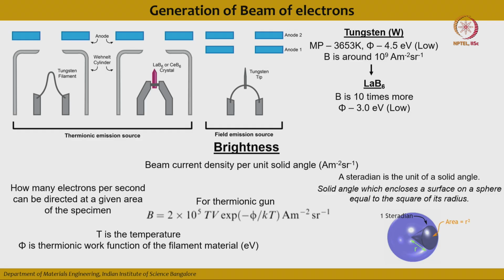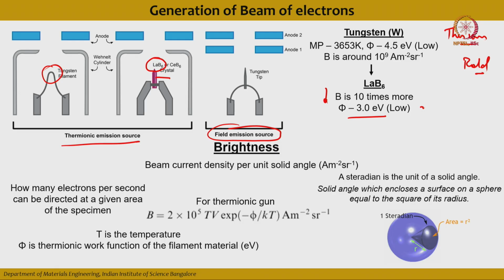Now another, as I told you, there are two types of sources. One is thermionic, another is field emission. What is field emission here? So I can show you, this is just an example of thermionics. This is your tungsten filament, LaB6, this is nothing but a single crystal, where your work function is much lower, around 3 electron volt, and your brightness is 10 times higher, correct. This is the difference between thermionic emissions.